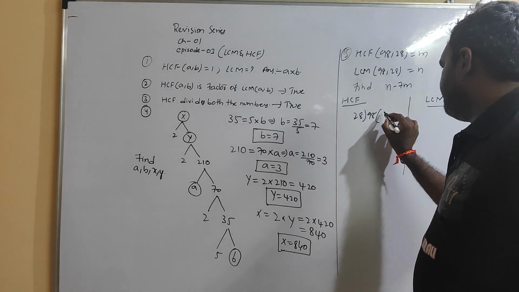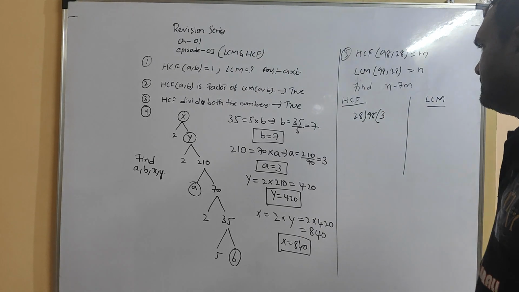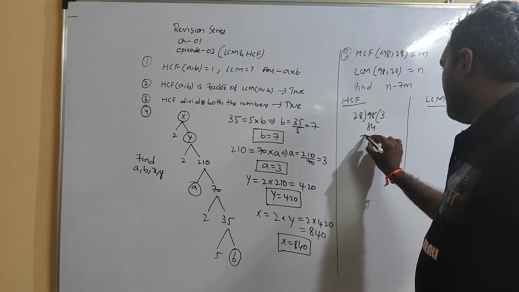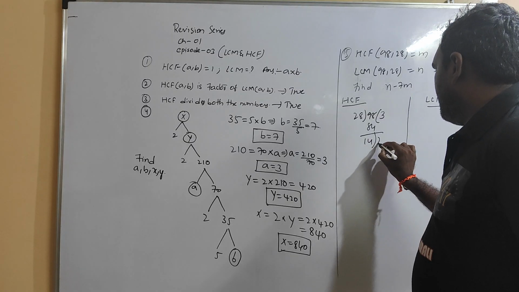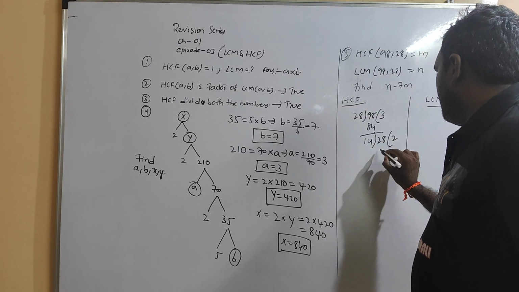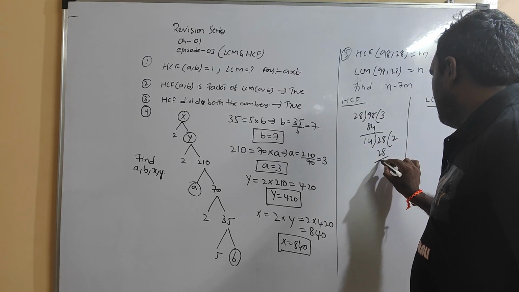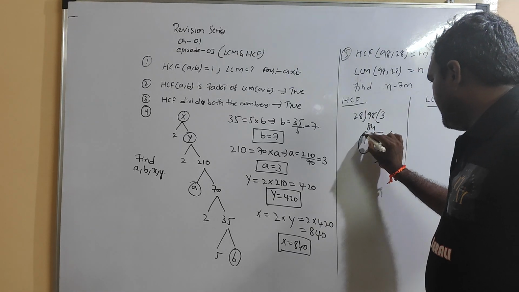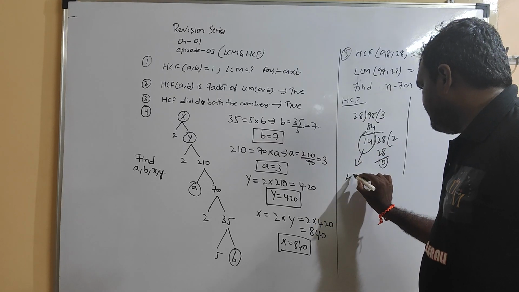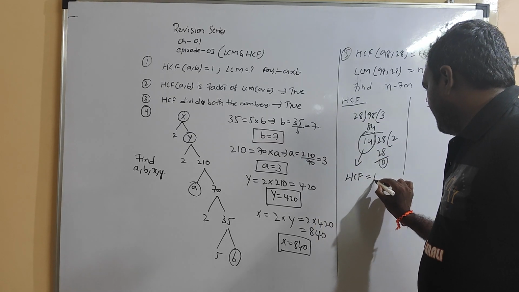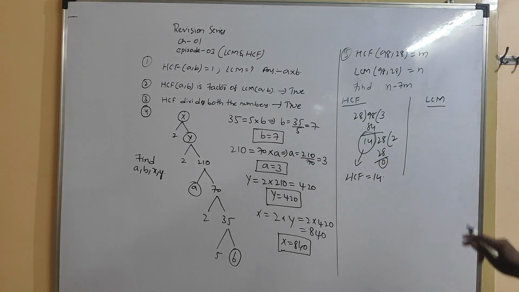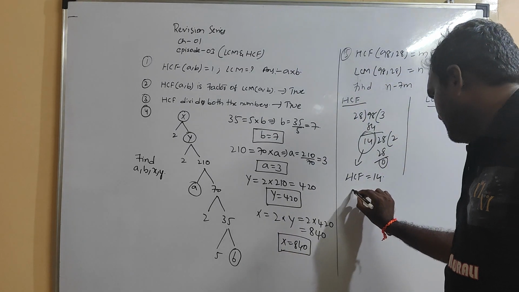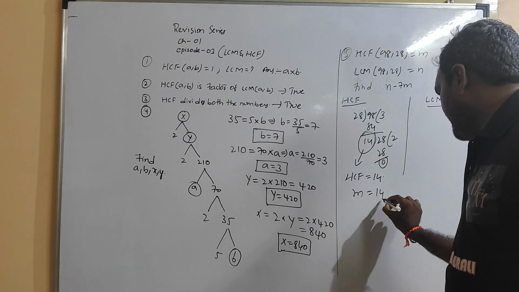28 3s are 84. You will be getting 84, and 14 is the remainder. Again 28 will come here. 2 times 14 is 28, remainder 0. Whenever your remainder is 0, the value here will be your HCF. So HCF is equal to 14. But HCF is given as M. So M is equal to 14.